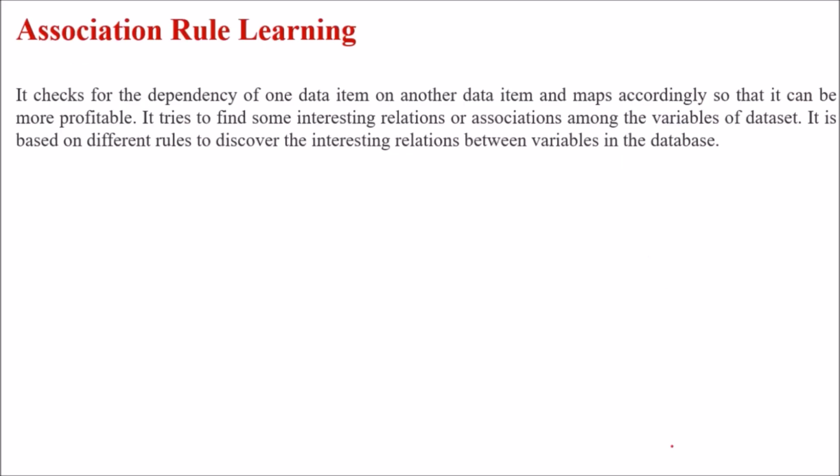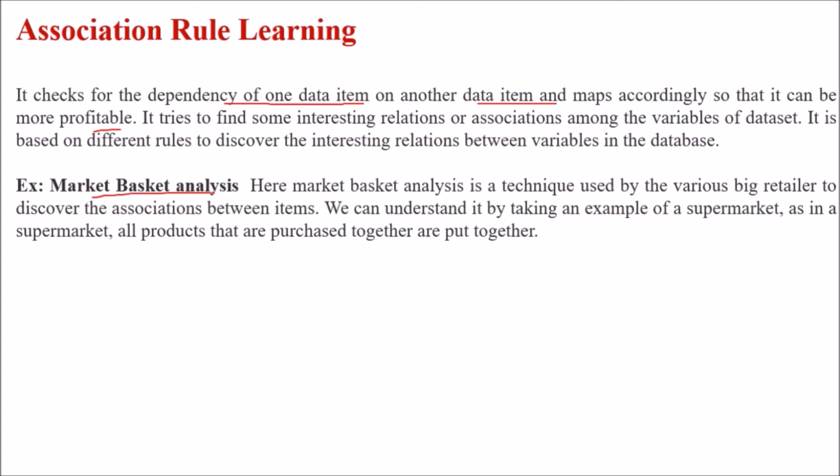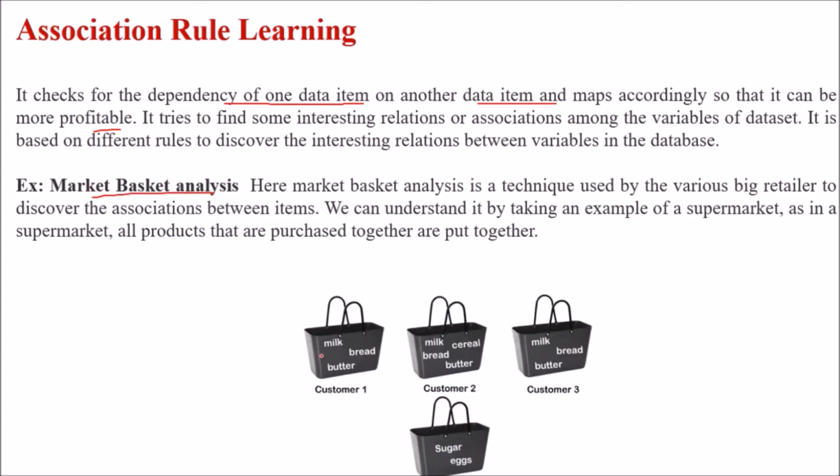Now, what is association rule learning? In association, it will check the dependency of one data item on another item, and it will map accordingly so that it can be more profitable. For example, market basket analysis. Here we can see in this diagram, if customer 1 is buying bread, they may also buy milk or butter. If customer 2 is buying milk, bread, cereals, butter together, customer 3 is buying milk, bread, and butter. So we can associate one item with corresponding items.